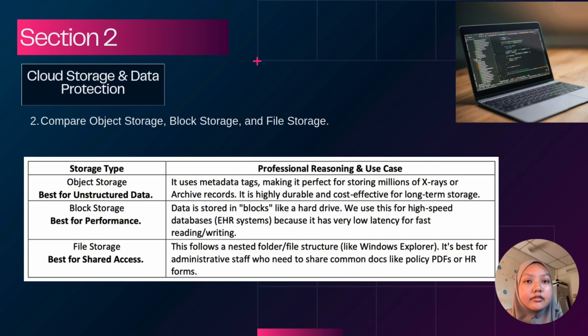And lastly, file storage. File storage is best for shared access. It follows a nested folder or file structure. It's best for administrative staff who need to share common documents, like a policy, PDF, or HR form.